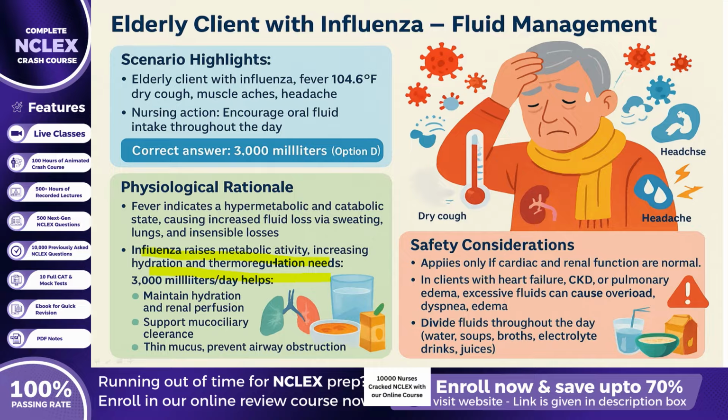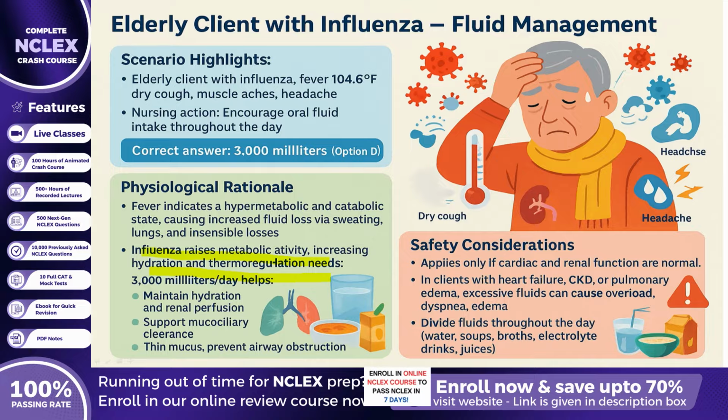Encouraging a fluid intake of about 3,000 milliliters in 24 hours, approximately 3 liters, helps prevent dehydration, promotes effective mucociliary clearance, and maintains renal perfusion for the elimination of metabolic waste products. Adequate hydration also keeps mucus thin, preventing airway obstruction and reducing the risk of secondary bacterial pneumonia, a serious complication among elderly influenza patients. However, this recommendation applies only when cardiac and renal function are within normal limits.